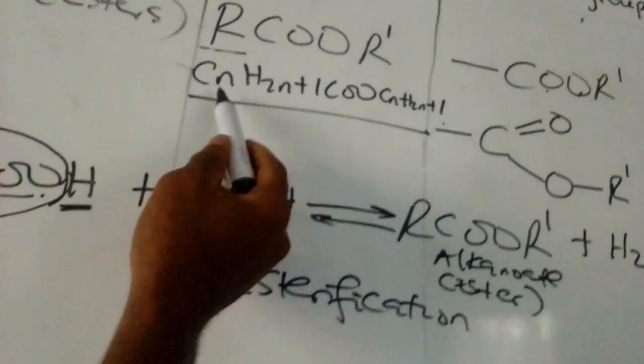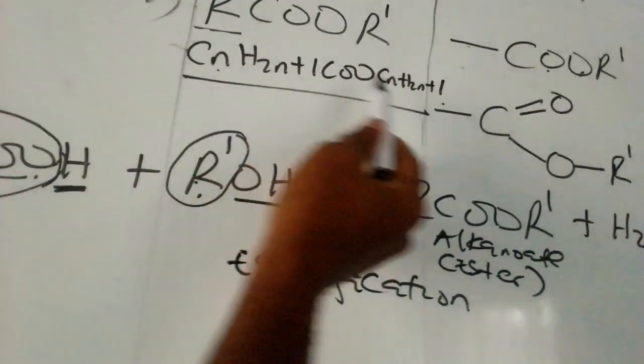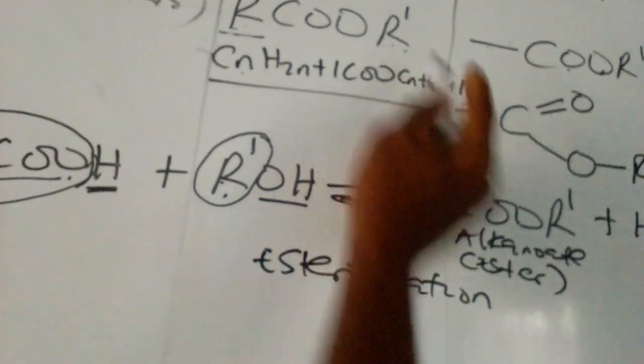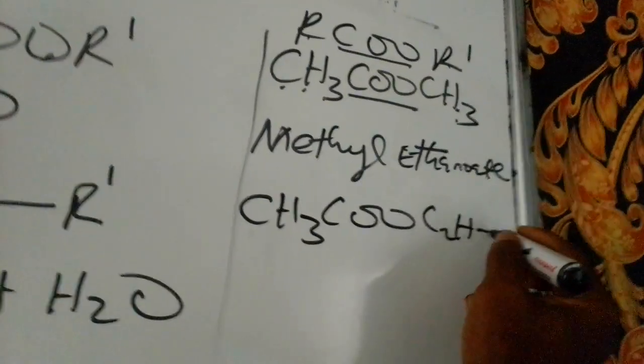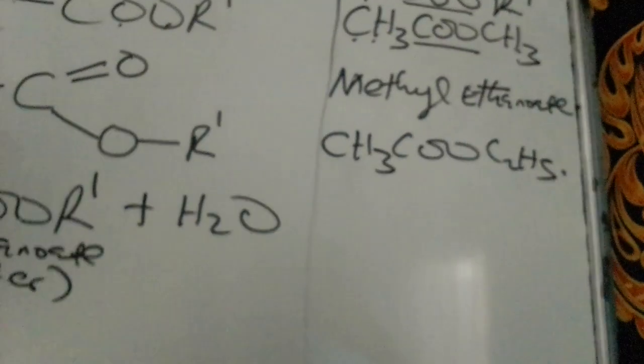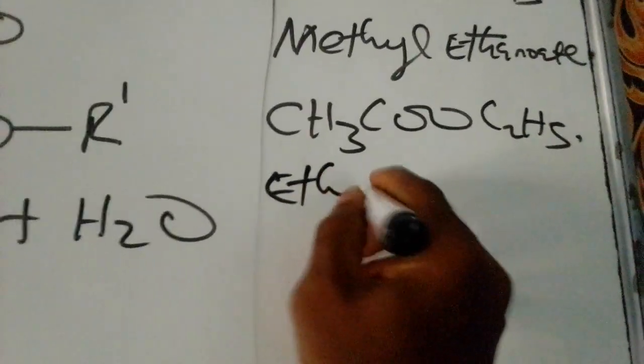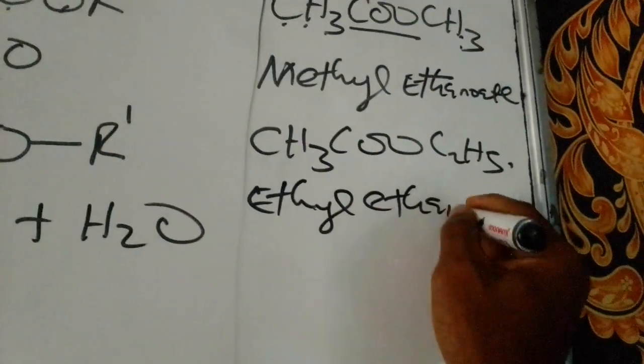We cannot say that n will start from 1 or from any number, because these two groups may be the same or may be different. Like in this example, the two groups are the same. I can still have this one whereby the two groups are different from each other. So we cannot emphasize a particular value, but the two groups are from two different compounds. So this one is called ethyl ethanoate.